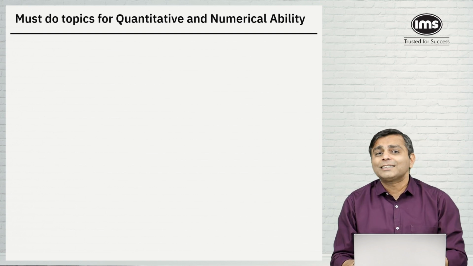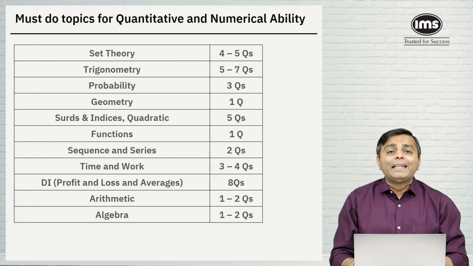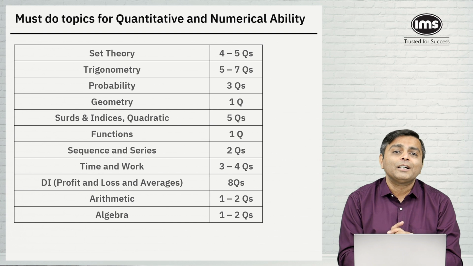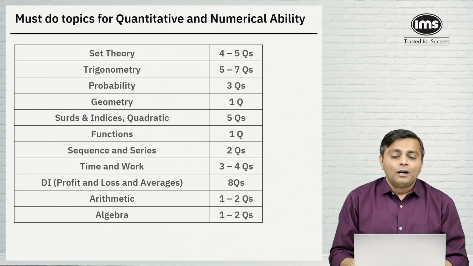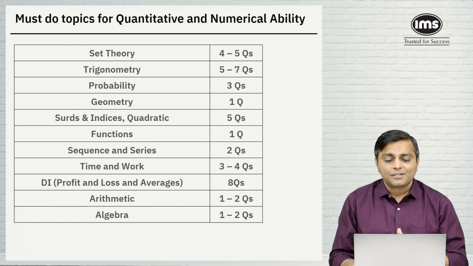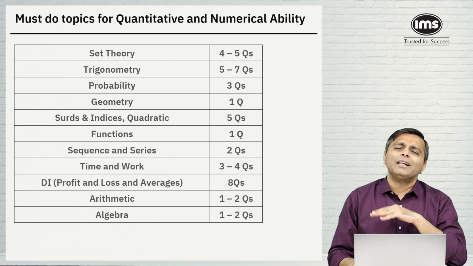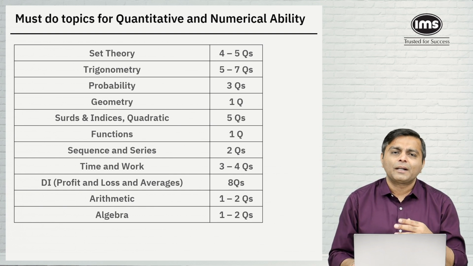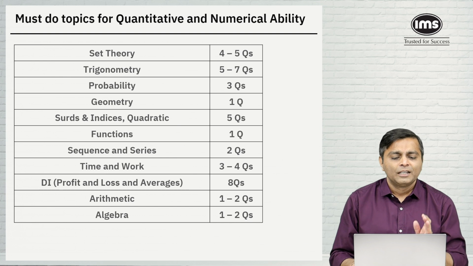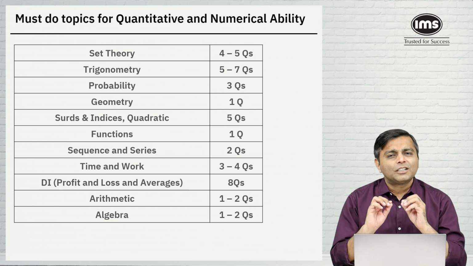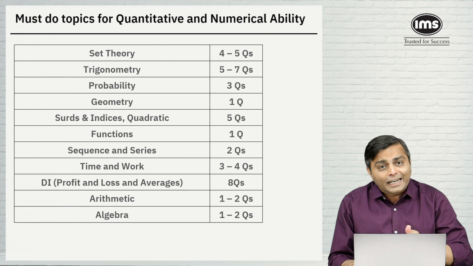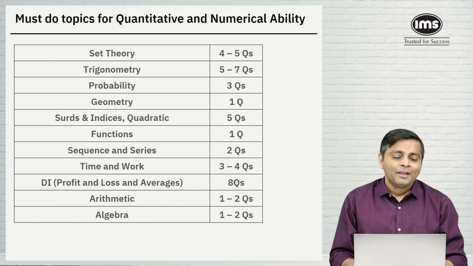Now, coming to the first section, quants and numerical ability, this is what our students reported. Set theory, 4 to 5 questions. Trigo, very important as always. It is not a surprise, Trigo has always been important for NPAT. 5 to 7 questions on Trigo. 3 questions on probability, followed by just 1 question on geometry. Again, as per the trend, nothing unusual about it.